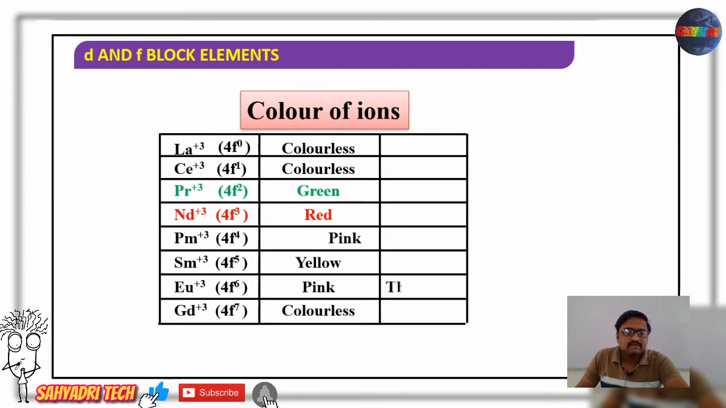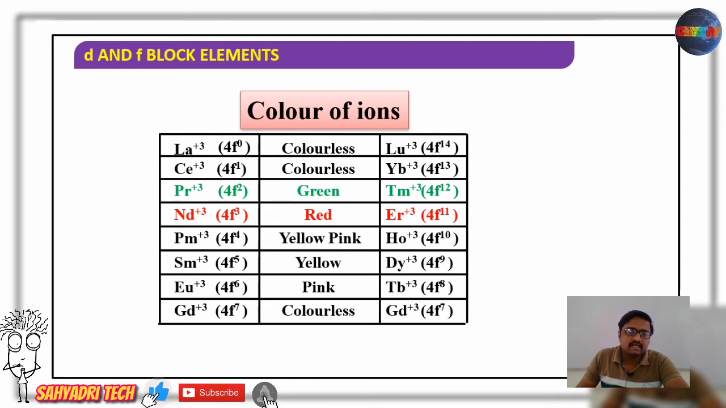Gadolinium 3+ 4f7, which is colorless. Then terbium 3+ 4f8, pink in color. Dysprosium 3+, yellow. Holmium 3+, yellowish pink. Erbium 3+ 4f11, red, and thulium 3+ 4f12, green in color. Ytterbium 3+ 4f13, colorless, and lutetium 3+ 4f14, again colorless. So these are the colors exhibited by different ions.